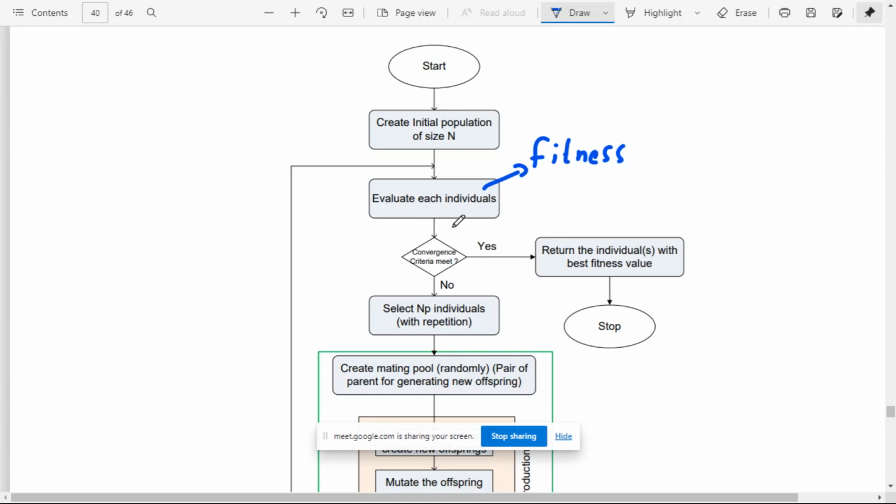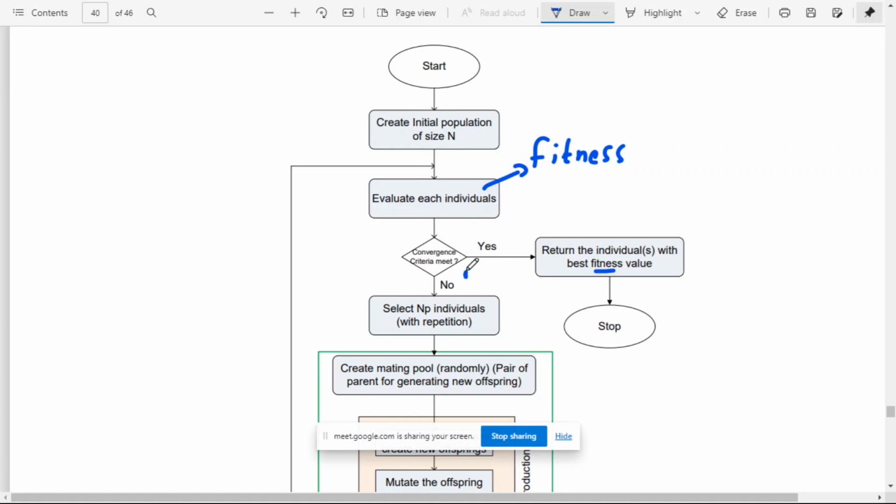Convergence means, with the fitness value of the individual who has the highest fitness score, are we happy with this fitness score or not? Every individual is a solution. So basically here we are checking whether we are convinced with this solution or not. If we are convinced with this solution, then return the individual with the best fitness value. Okay. So this is what we are doing here.